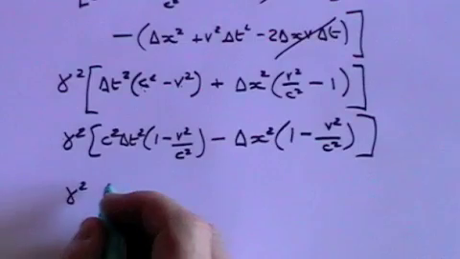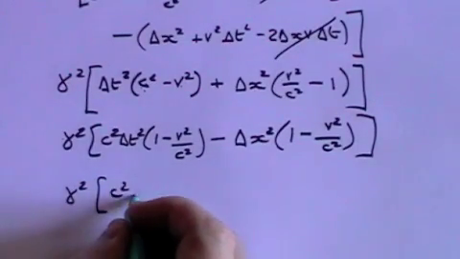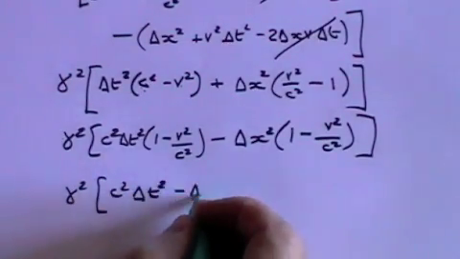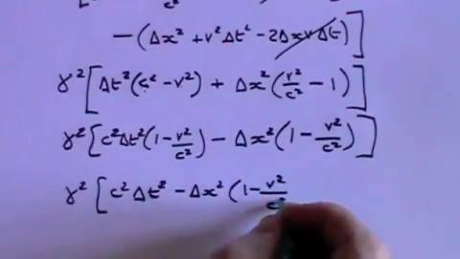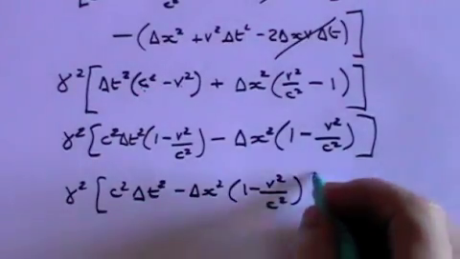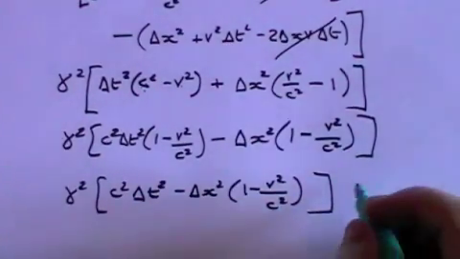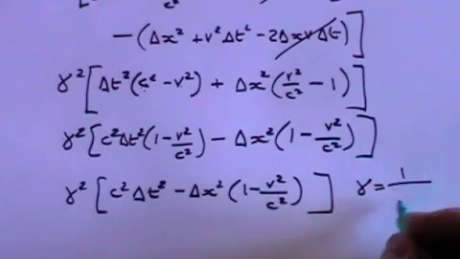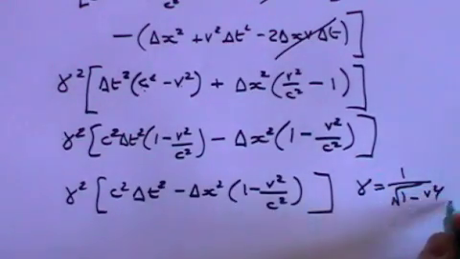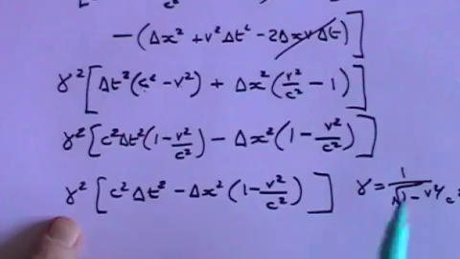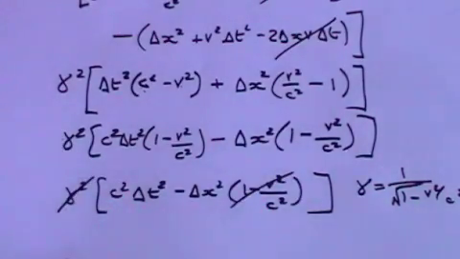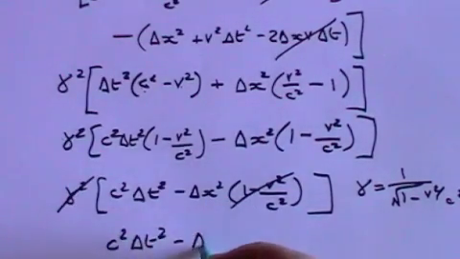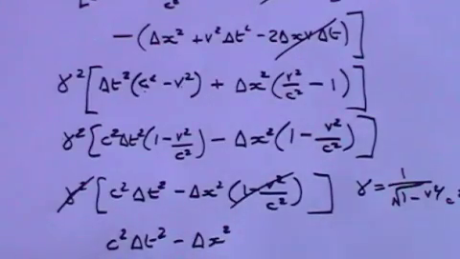That's gamma squared into c squared delta t squared minus delta x squared times 1 minus v squared over c squared. But since gamma equals 1 over the square root of 1 minus v squared over c squared, gamma squared cancels this term here, and you are left with c squared delta t squared minus delta x squared.